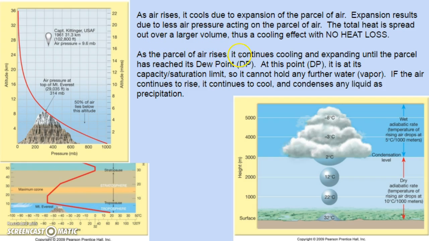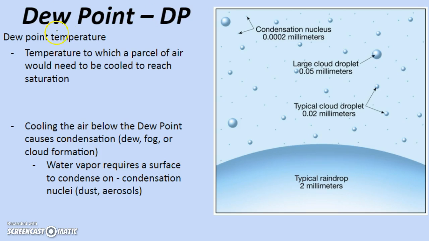So as the parcel of air rises, it continues cooling and expanding until the parcel reaches its dew point. At this point, it is at its capacity or saturation limit, so it cannot hold any further water vapor. If the air continues to rise, it continues to cool and condenses out any liquid as precipitation, and we see this here. So the dew point becomes very significant here. This is the temperature to which a parcel of air would need to be cooled to reach its saturation. So once we begin cooling it below the dew point, this causes condensation.